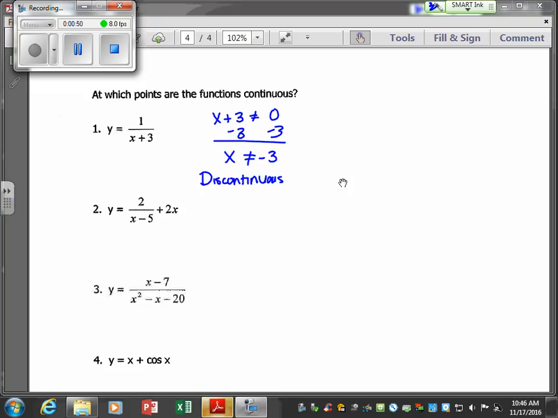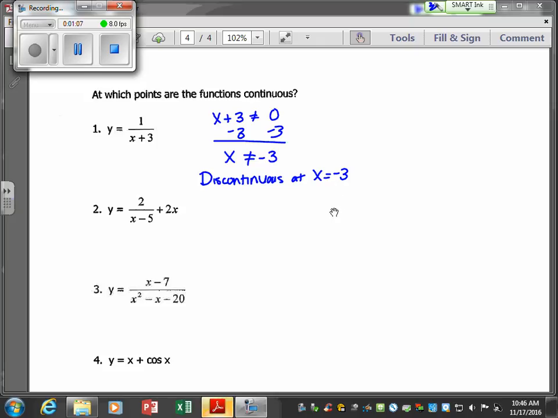Discontinuous at what? x equals negative 3, right? So that's all the same way to say that. But what was the question? Where is it continuous? Well, if we know where it's discontinuous, then we know where it's continuous, right?